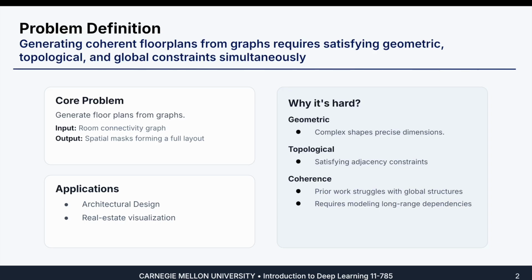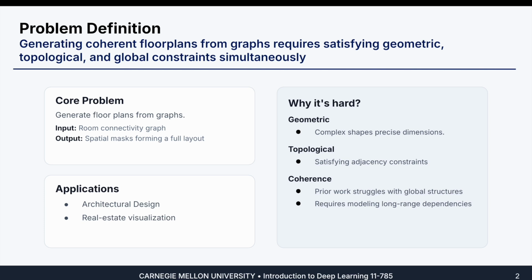Our goal is to generate realistic residential floor plans from graph structured inputs. The input is a graph where nodes represent rooms and edges represent their connections, and the output is a set of spatial masks. This problem is challenging because geometrically, rooms must have realistic shapes and sizes, and topologically, they must maintain correct adjacencies. More importantly, ensuring a consistent overall structure across the entire layout is much harder. The problem is important for applications like architectural design and real estate visualization.